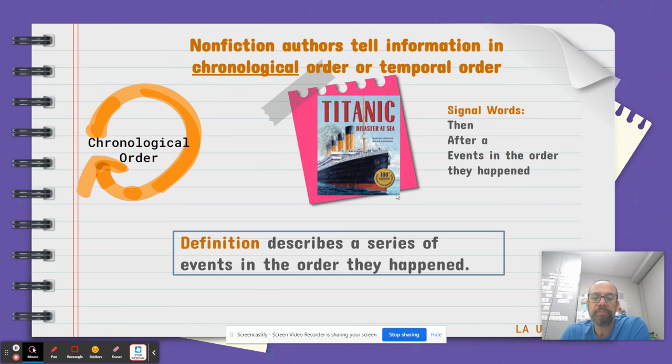And so it talks about then, after, events in the order that they happened, at the same time or meanwhile. They're telling the story from start to finish without jumping back and forth. It's then this happened and then this happened and then this happened. So I know I tell you in your writing don't use "and then," but chronological order is literally kind of "and then this happened, a little while later this happened."